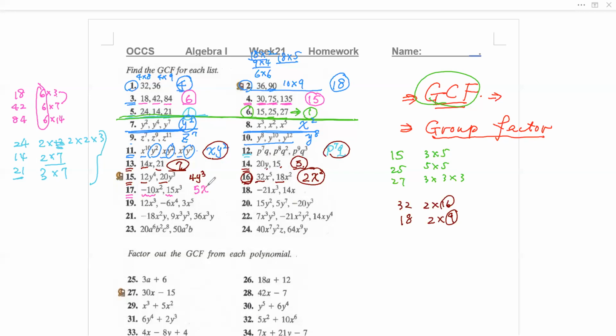So for the x part, the variable part, x squared, right? Here is squared, here is cubic, so it's squared, the minimum one. 18: negative 21, 14. So we can use 7 or -7, both work. So x, here is x cubic, here is x. So we just need x here, right? The greatest common factor comes out here.